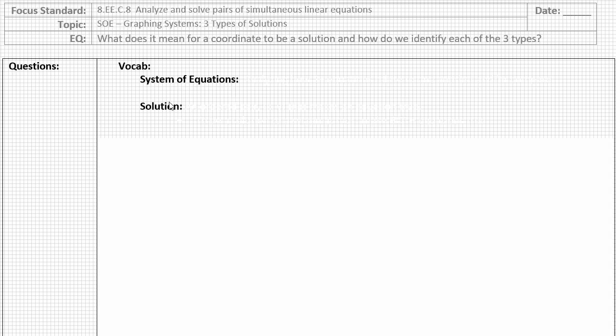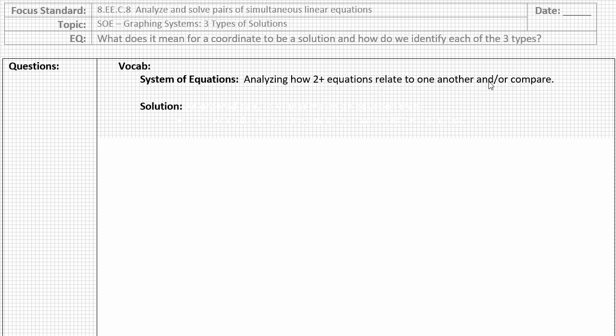So as we are just beginning our work with systems of equations, I want to take a moment and have you copy down some vocabulary that we will be using as we discuss the types of solutions when graphing systems. So the first is, what do we mean by systems of equations? Well, that's when we're analyzing how 2 or more, that's why there's a plus sign here, 2 or more equations relate to one another and or compare.